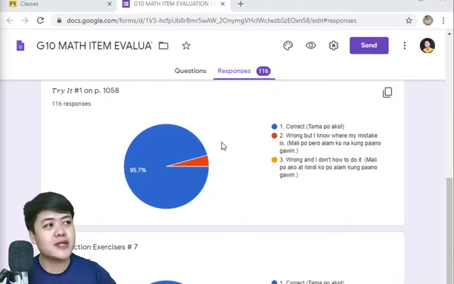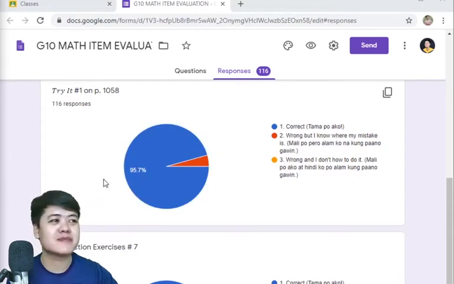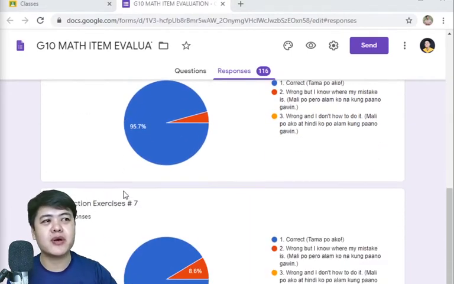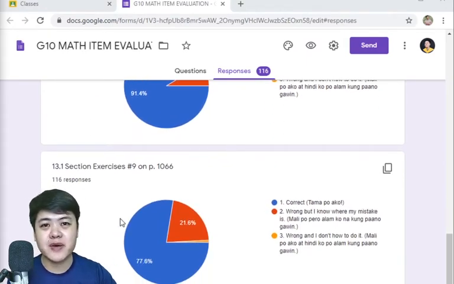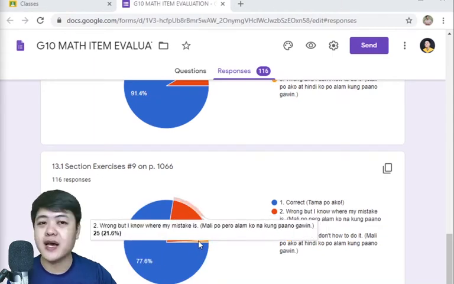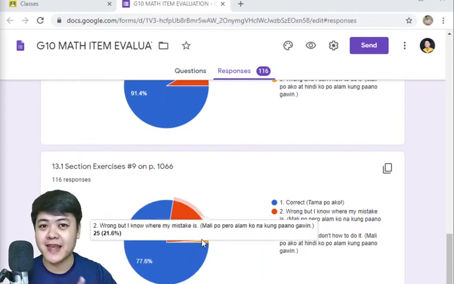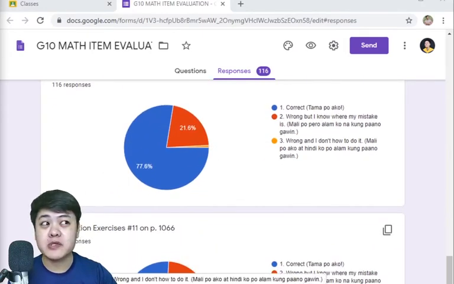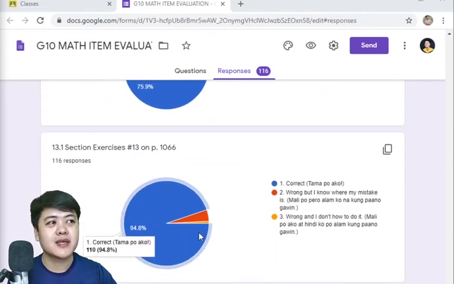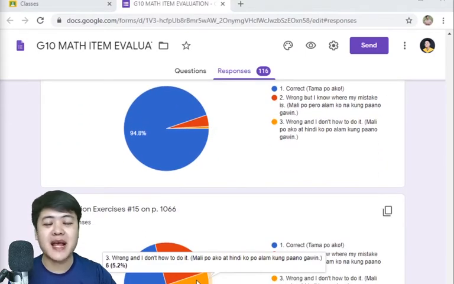For try it number 1, ito yung mga alam nagkamali sila pero na-realize nila kung bakit sila mali. And 95% tama. So, okay tayo for number 1, number 2 question. Exercise number 9 on page 1066. Merong isa na mali siya tapos hindi niya din alam kung paano gagawin. Obviously, kahit isa lang yan, gagawa natin ng video yung item na yun. Dito, meron tayong 4. So, medyo mas mahirap tong number 11. Tapos, may isa ulit tayo sa number 13 and 6 sa last number. Okay?